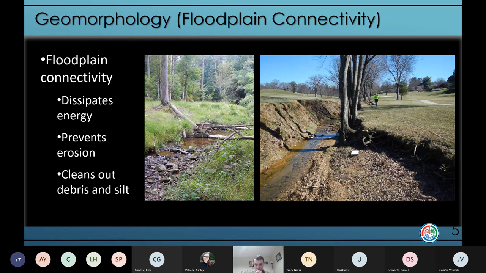Whereas the stream on the right does not have floodplain connectivity. As you can see, there are not a lot of trees there. If that area were to flood, it would take a lot more water for it to break out of the stream channel. So if we go back to the stream on the left with all the trees and grasses in 10 years, it's probably going to look about the same as it does now, with not very much erosion and still pretty stable habitat. Whereas if we go back to the stream on the right that doesn't have any floodplain connectivity, it's probably going to be much more eroded in 10 years than it looks right now. So floodplain connectivity is very important.